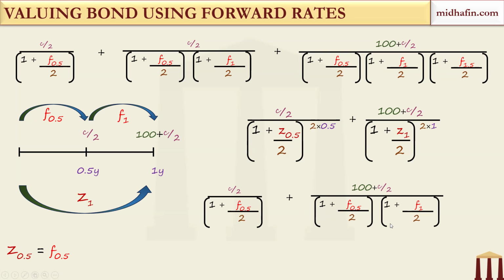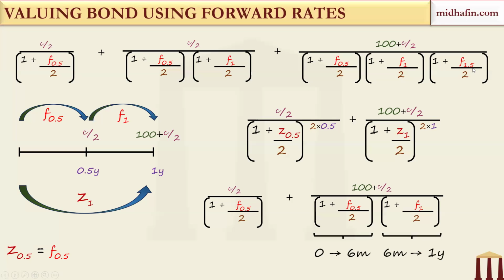There is a clear explanation in FMP 16, that's why I'm not going into the mathematics. It's really simple to understand. Just consider a $100 investment, take the two paths, and you will see that they have to be equal. Otherwise, as per the no arbitrage argument, this (1 + Z1/2)^(2×1) has to be equal to (1 + f0.5/2) times (1 + f1/2). So that's why this expression is used here. In the same way, for 1.5 years, it will simply be the product of f0.5, f1, and f1.5.